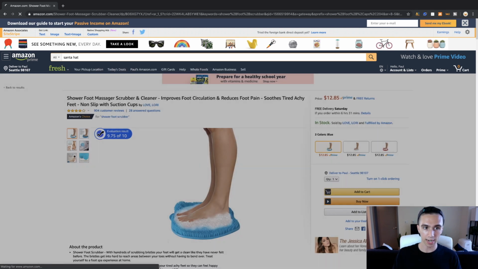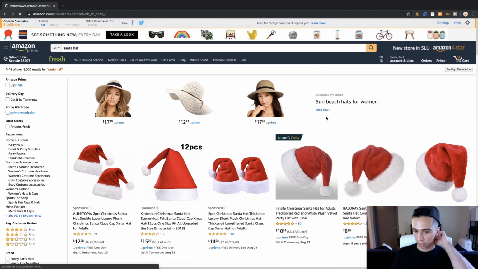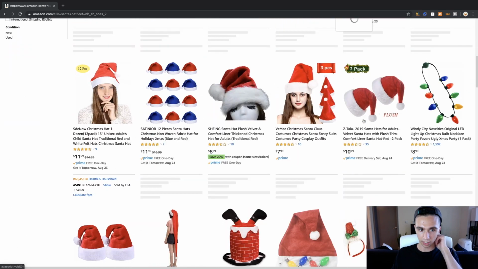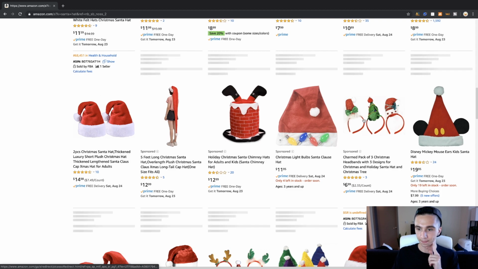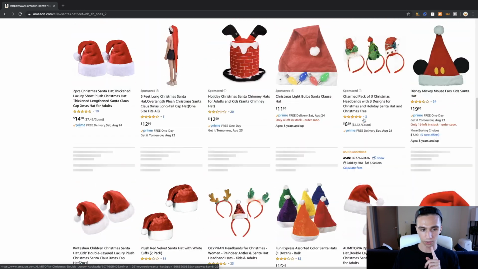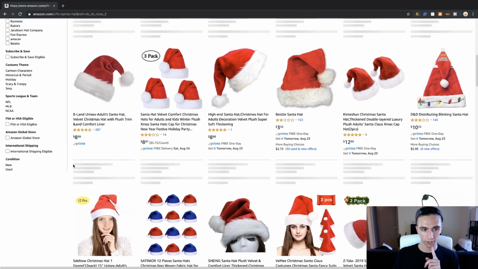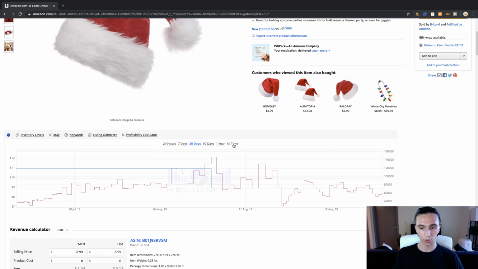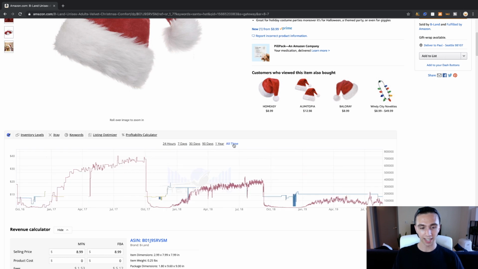So if we did the Santa hat example, and then let me look for someone who has a ton of reviews. That generally means that they've been around for a really long time. So for instance, this one right here has 287 reviews. If we scroll down, helium-10 will pop up. We do all time. Yeah, so check this out.